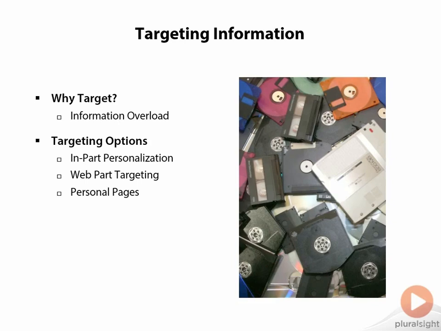So there are three ways to do targeting. There's three ways to get targeting into people's sphere of influence. And the first is called in-part personalization. And that means that individually inside a web part, inside of a block on the page, a portlet, whatever you want to call it, inside of that block, we filter what's shown to you. So in the case of news, we filter only the news which matches some attribute of yours.